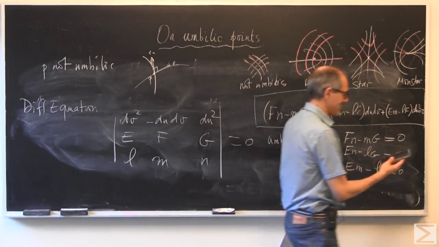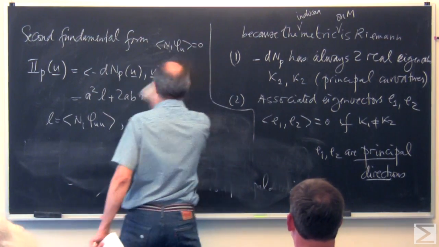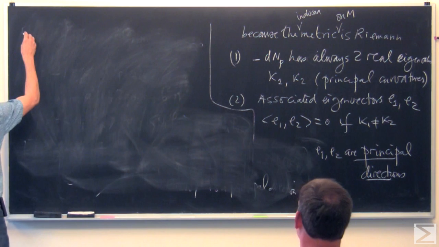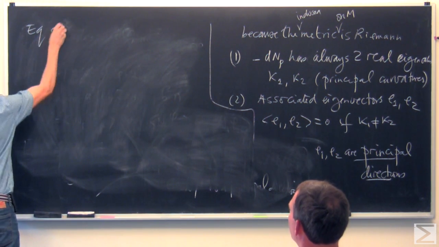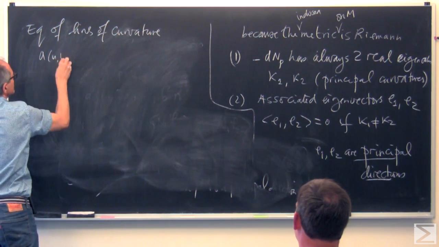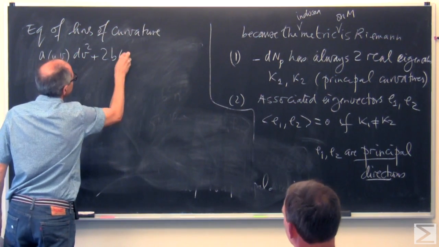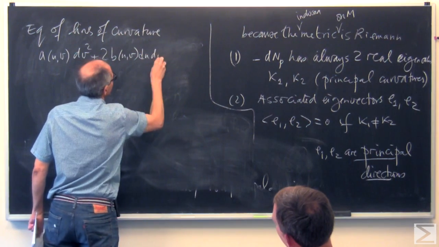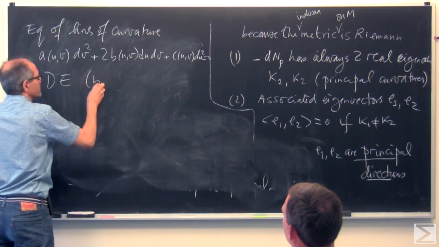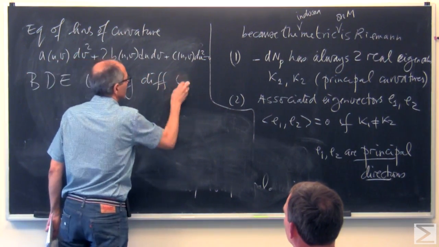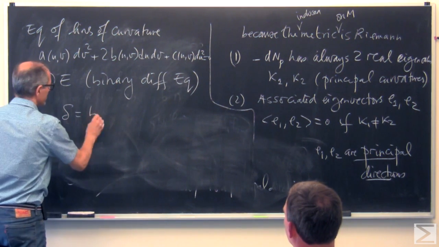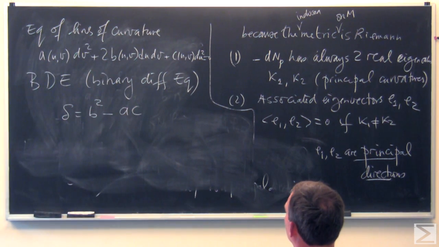Exactly, yeah. Okay. And since you guys work on determinantal varieties, I will tell you something about that here. When I worked with Bill Bruce on this, the equation of lines of curvature, I can write them in general like this. We call it a binary differential equation. So this is a binary equation, and the key feature of this equation is the discriminant, which is b squared minus ac. I put the two there so that it is b squared minus ac.